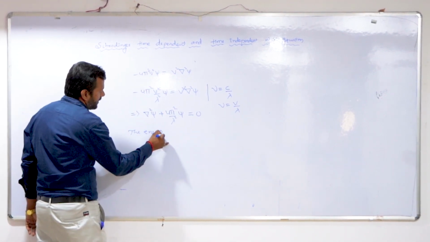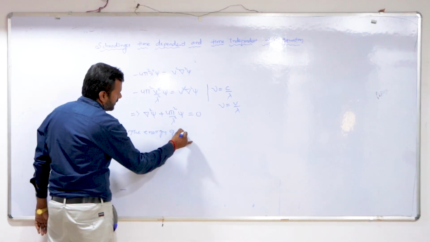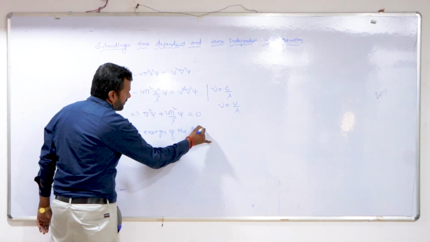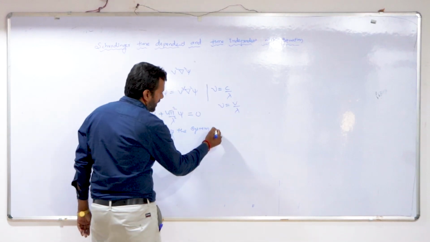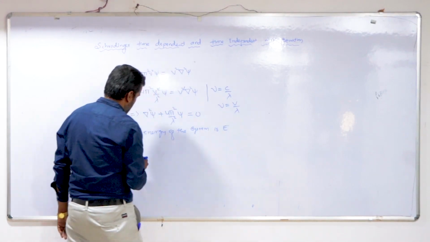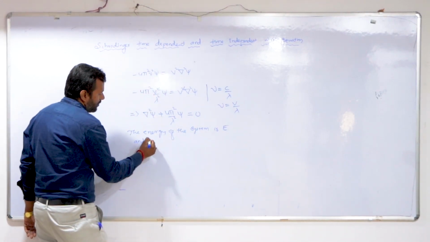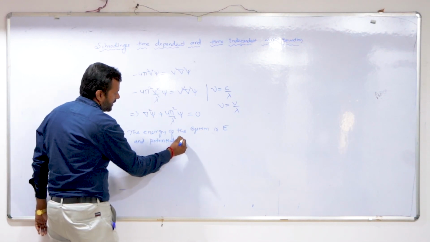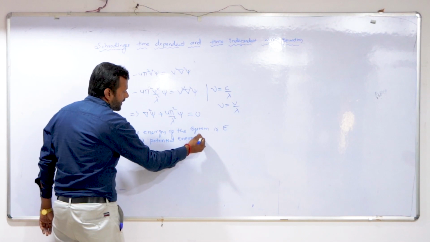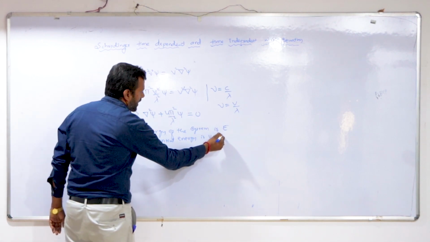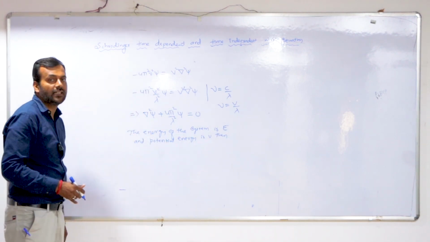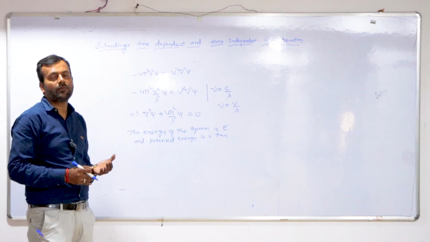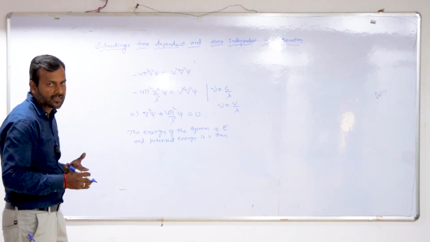The energy of the system is E, and potential energy is V. Then we know that the total energy is equal to the sum of potential energy plus kinetic energy.